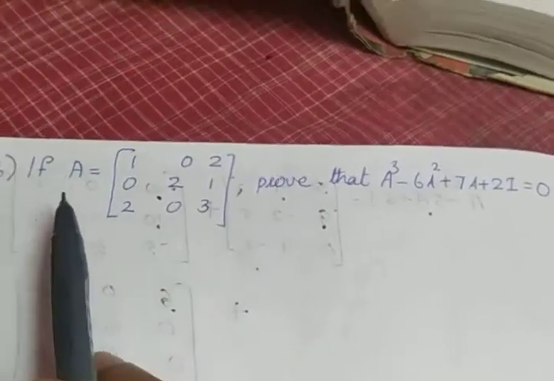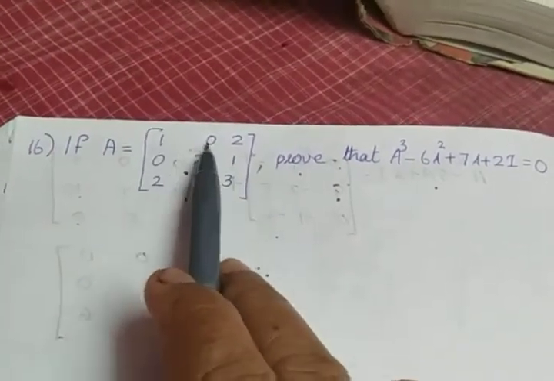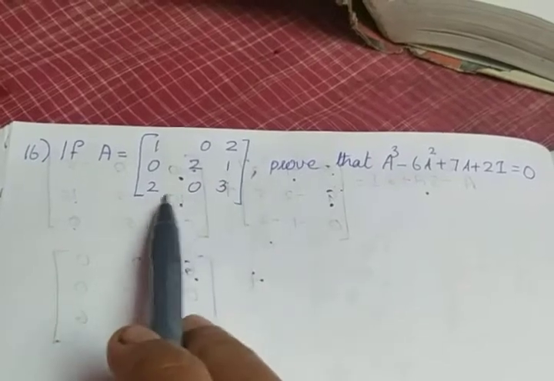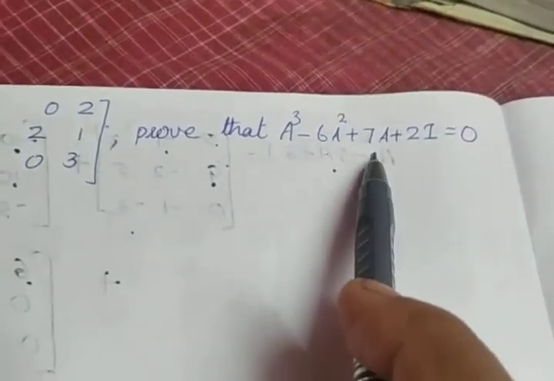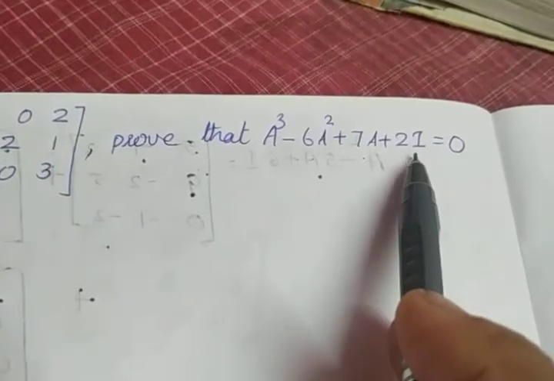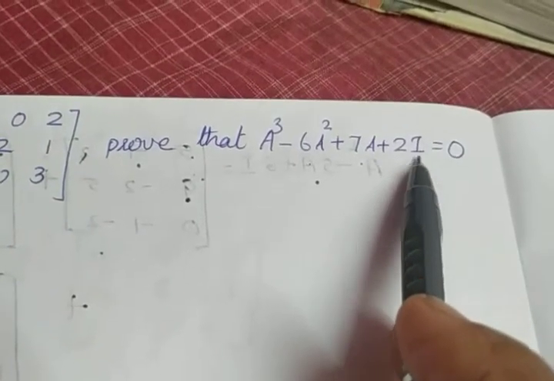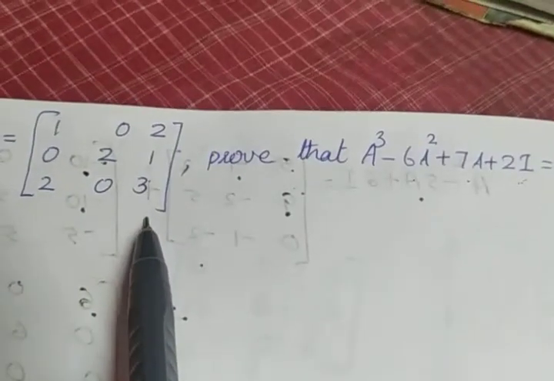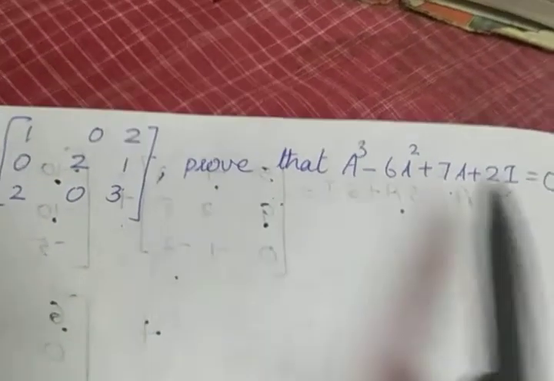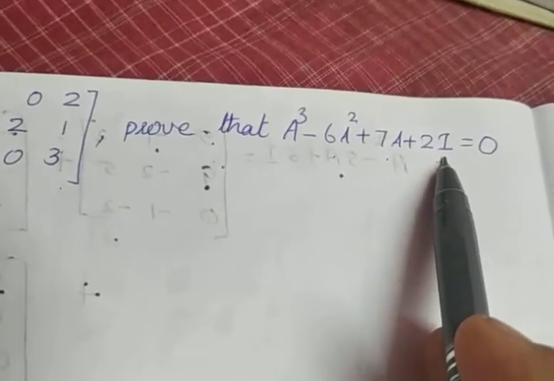Now the next question. If A is equal to the matrix 1, 0, 2, 0, 2, 1, 2, 0, 3, prove that A cube minus 6A square plus 7A plus 2I equal to 0. So here also you can see an I, isn't it? So what will be the order of this identity matrix? Same as the order of the given matrix A. So here A is a 3 by 3 matrix, so the order of the identity matrix will be 3.